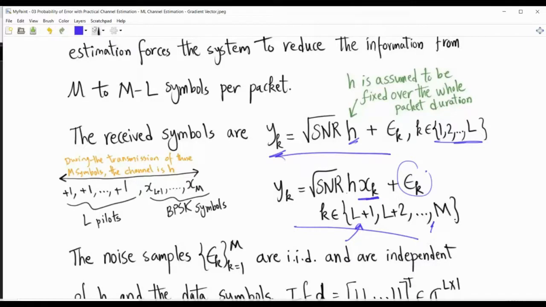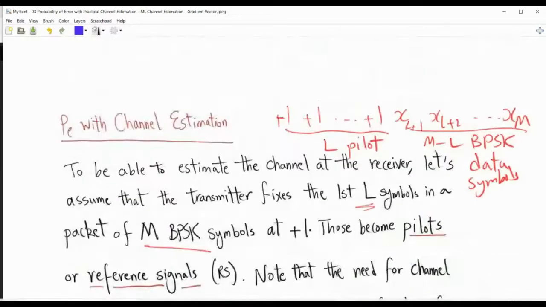Okay. Noise samples are assumed to be independent of the data, independent of H, and independent of one another. So again, these are the typical assumptions. Note that the transmission of pilots is needed so that we can estimate the channel, but there is a cost, because now you are losing rate, you are using information rate.